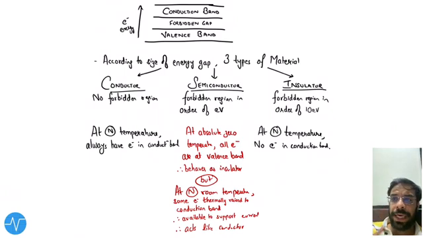Whereas remember, in the semiconductor at absolute zero, all electrons are in the valence band, therefore it will behave as an insulator at absolute zero, but at normal temperature it will act like a conductor because the electrons will be raised to the conduction band. This conductor, semiconductor and insulator we will discuss further in subsequent lectures.